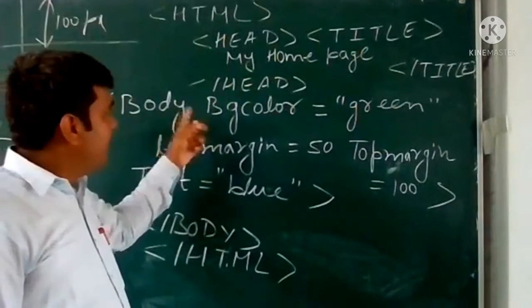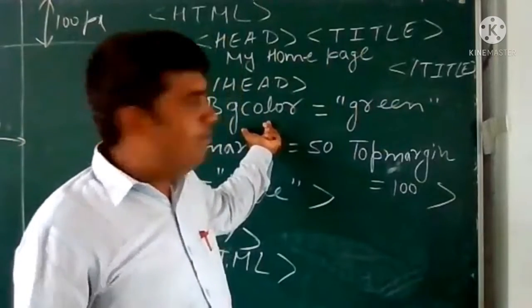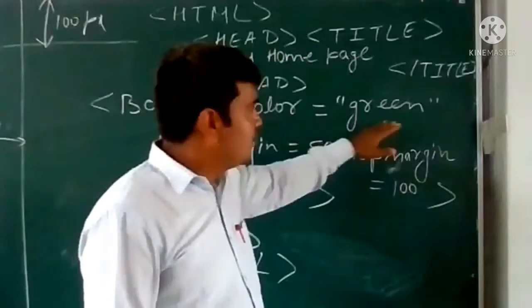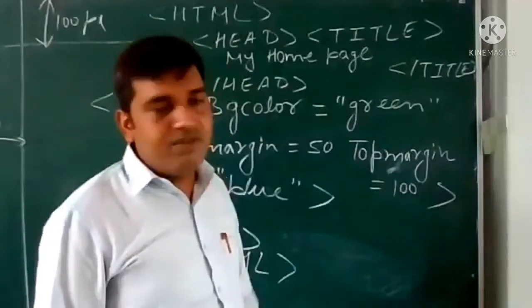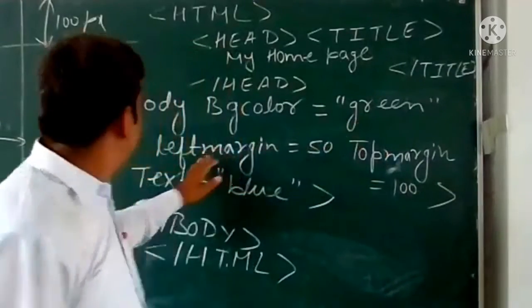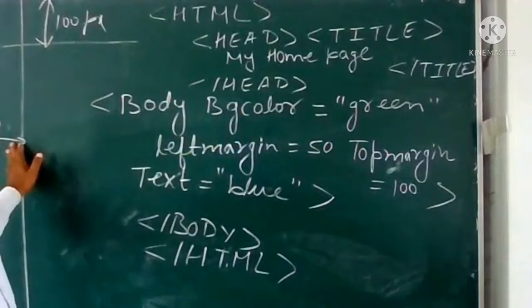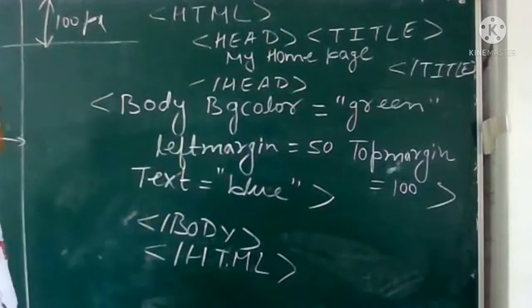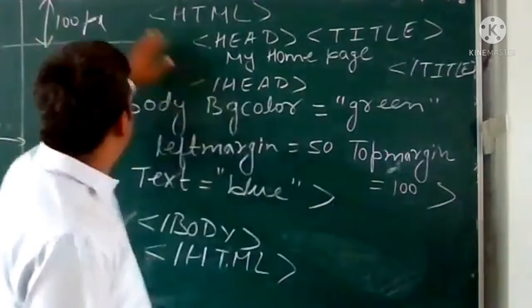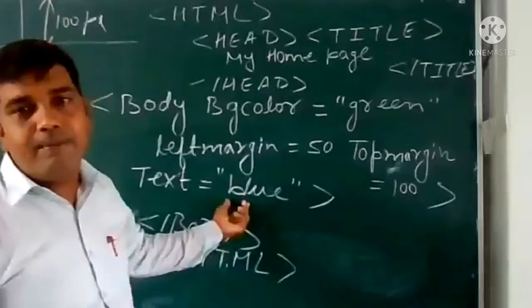Now, after opening the body tag, inside the body tag we write the attribute BG color, background color. To set the background color of the web page green, BG color equals to green is written. Now the background color of the web page will be set green. After that, this left margin sets the space from the left of the web page which will be left vacant, with no text appearing in this area. So after giving the margin of 50 pixels, only then will all the text on the web page be placed. Top margin gives the space from the top of the web page, 100 pixels I said.